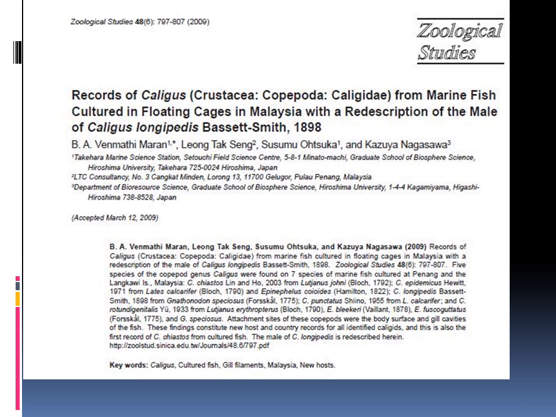You can see the paper, it was published in 2009. It was focused on the infestation of sea lice, that is mainly Caligus, in the cultured area in Malaysia. So the main parasites were Caligus chiastos, Caligus epidermicus, Caligus longipedis, Caligus punctatus, and Caligus rotundigenitalis. It was reported from several hosts, that is Lutjanus erythropterus, E. bleekeri, E. fuscoguttatus, and G. speciosus.